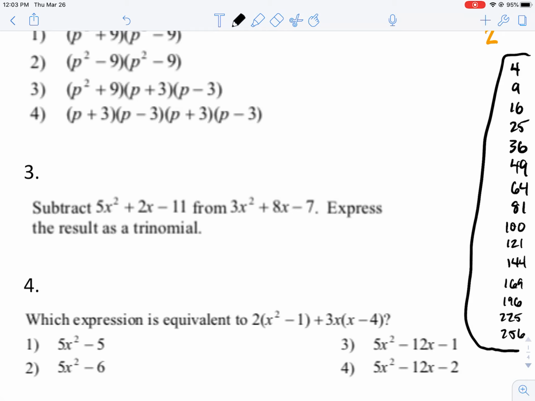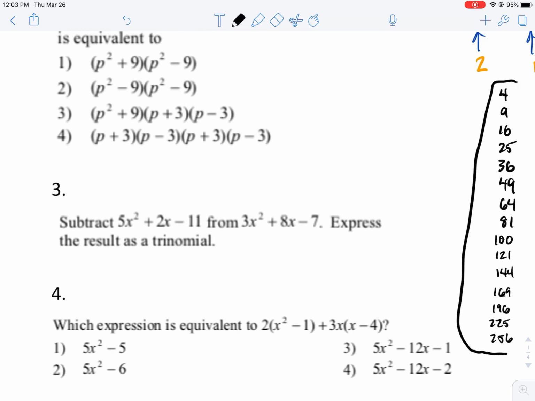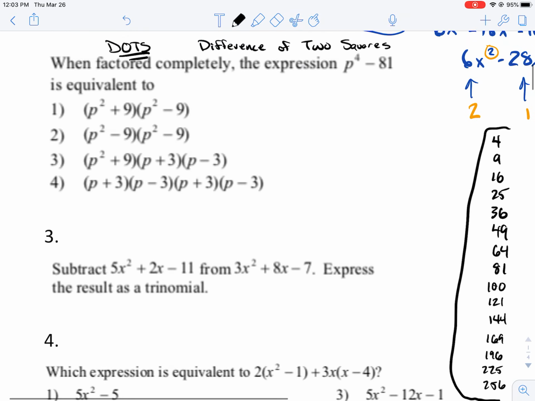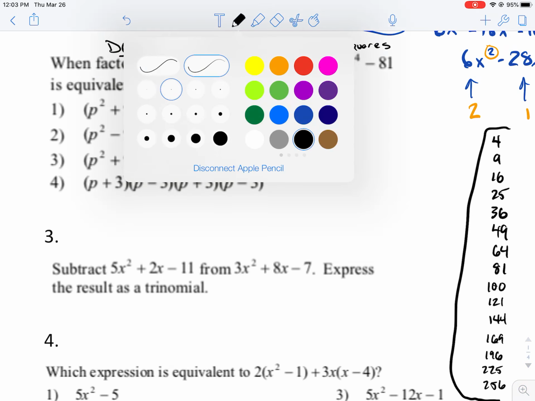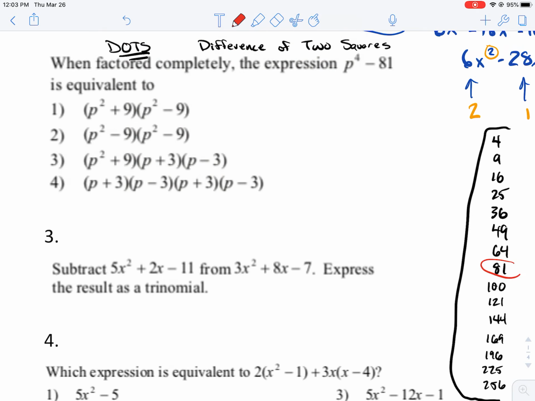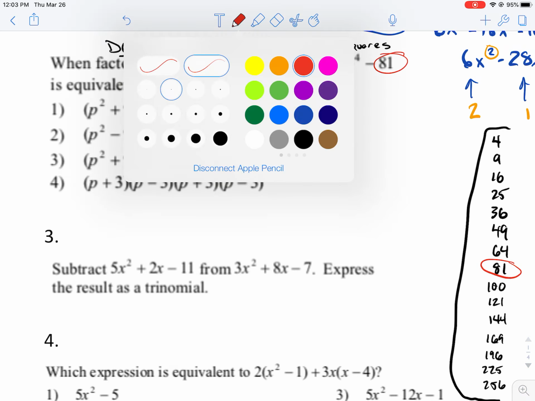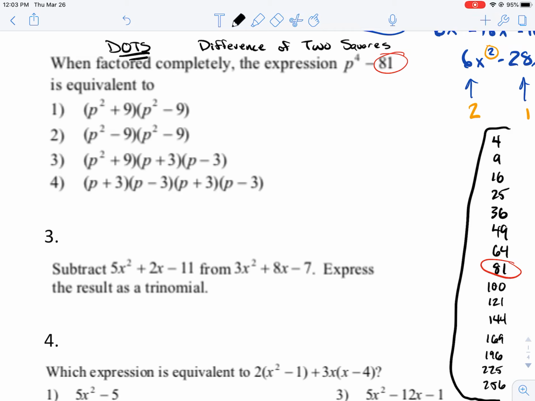All right, at least that's what we're looking for. And as you can see up here, we do have one of those numbers, don't we? 81. All right, so 81 is one of our perfect squares. Right? But the one that doesn't look so recognizable is p to the 4th, okay, because it's raised to the 4th power. So it doesn't really quite look like a number squared. So let's think about this for a second.